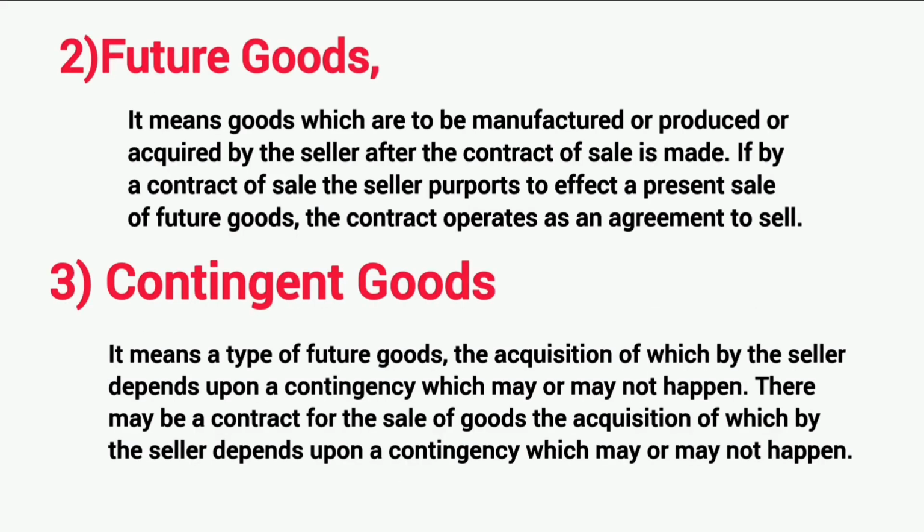Future goods. It means goods which are to be manufactured or produced or acquired by the seller after the contract of sale is made. If in a contract of sale the seller purports to effect the present sale of future goods, the contract operates as an agreement to sell. Contingent goods. It means a type of future goods, the acquisition of which by the seller depends upon a contingency which may or may not happen. There may be a contract for the sale of goods, the acquisition of which by the seller depends upon a condition which may or may not happen.